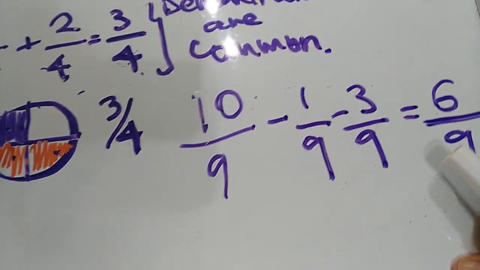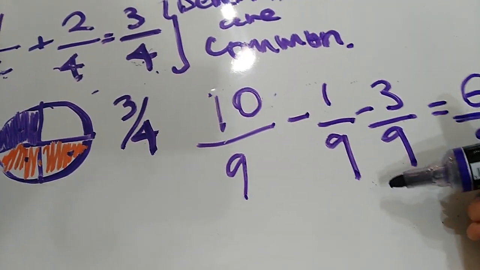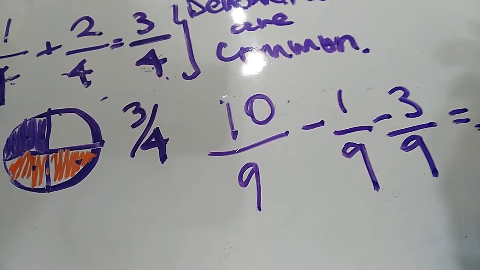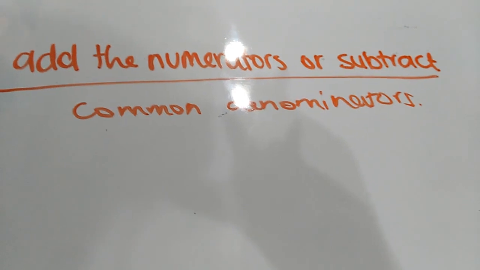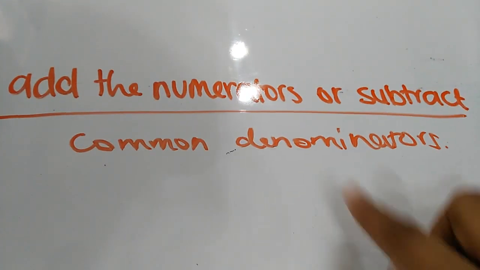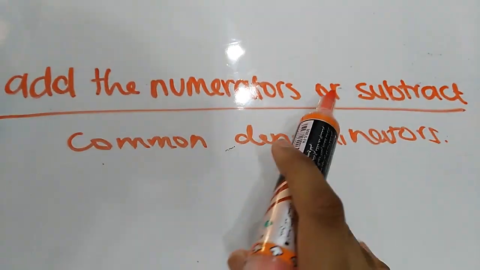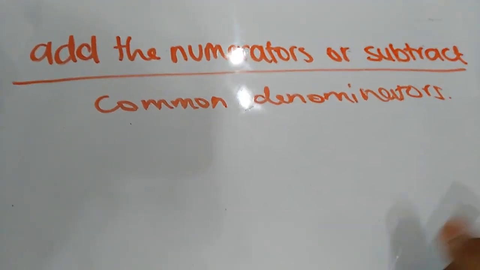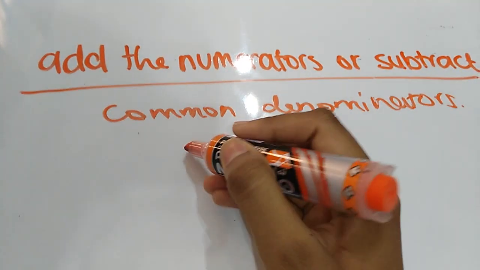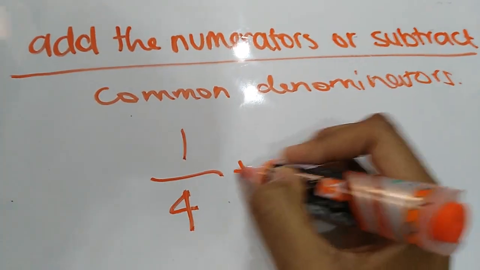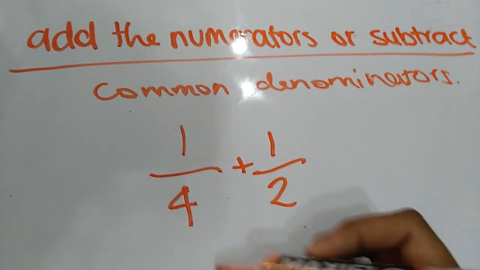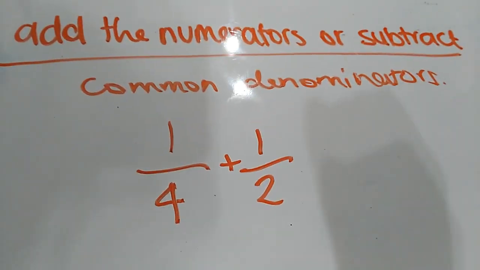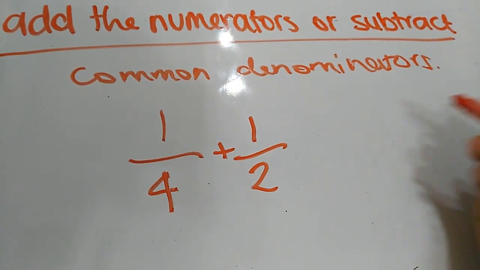What if, however, the denominators are not the same? What if they are not common? Well, that's what we're going to look into now. So we learned that the rule for when the denominators are common, you just add the numerators through, or you subtract the numerators through. What if the denominators are not common? So what if we have 1/4 plus a 1/2? Well, you can't just add the numerators through because they don't have common denominators, so the rule doesn't work. You would get the wrong answer.